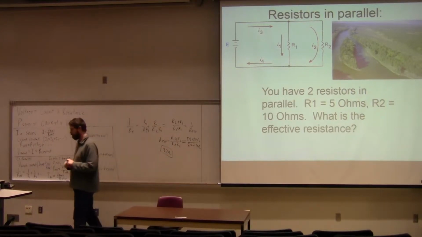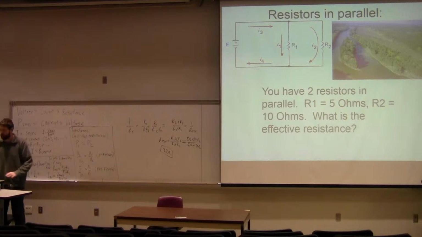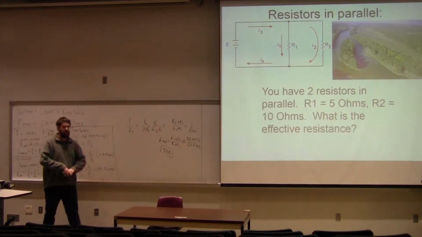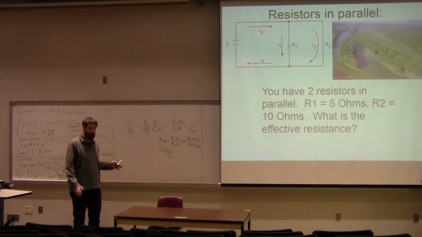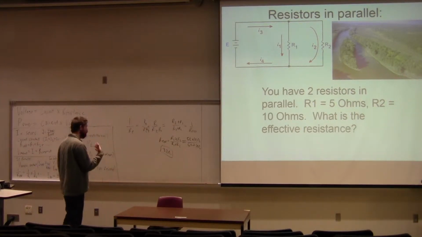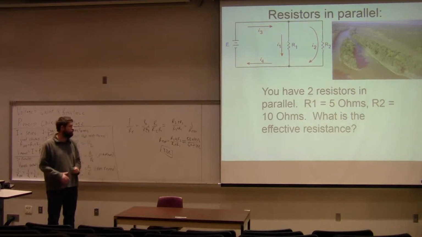All right, now what about the current? How much current do I have through R1 and how much current do I have through R2? Actually, it turns out I don't need to know the effective resistance to do that, but it can kind of help. First, let's do the current for the entire circuit. That one's a little bit more straightforward.